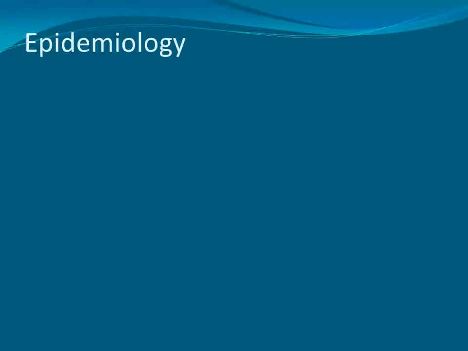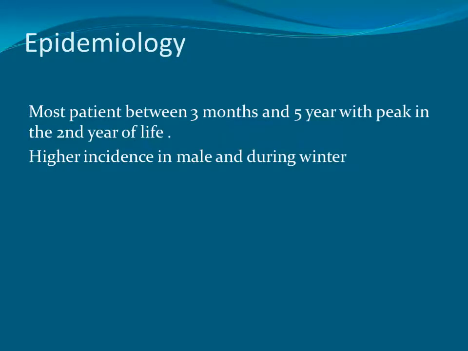Epidemiology. Most patients with croup are between 3 months and 5 years of age, with a peak in the second year of life. There is a higher incidence in males and during winter. So it is more common in males and in winter time. It is a seasonal disease.